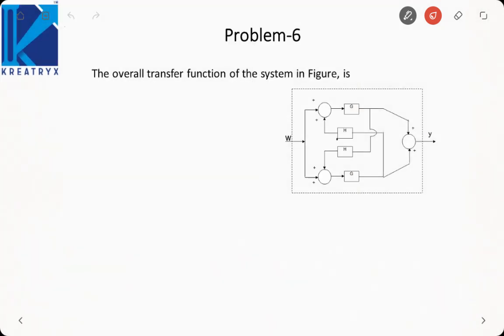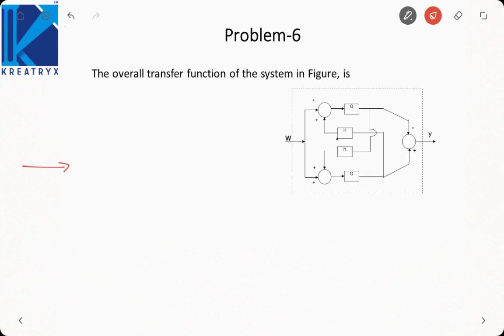In the next problem again we have to find the transfer function. Now here if you see, we have been given a block diagram instead of a signal flow graph. But simplifying this block diagram won't be that easy. So let us first convert this block diagram into a signal flow graph.